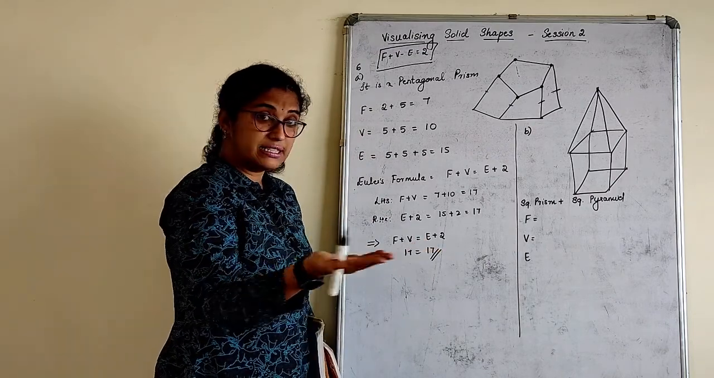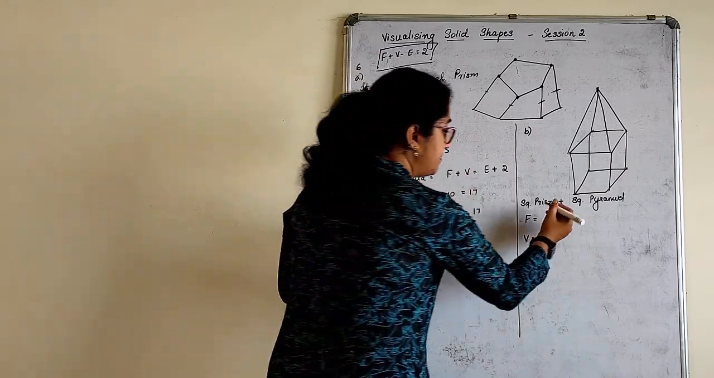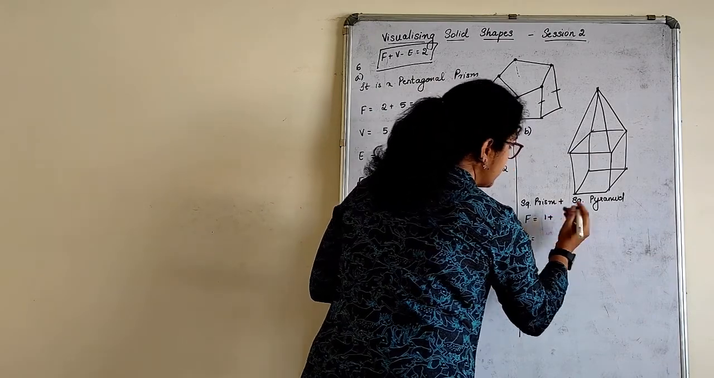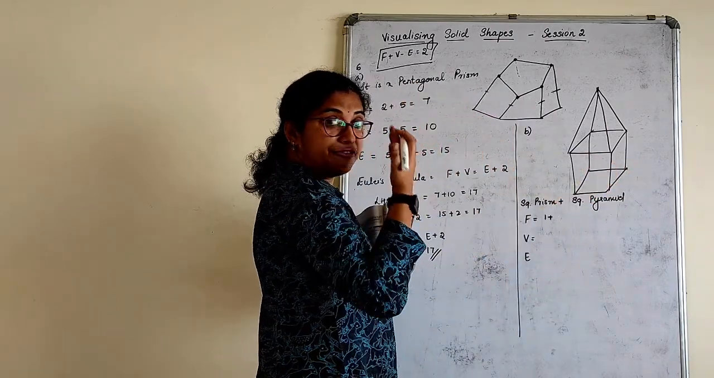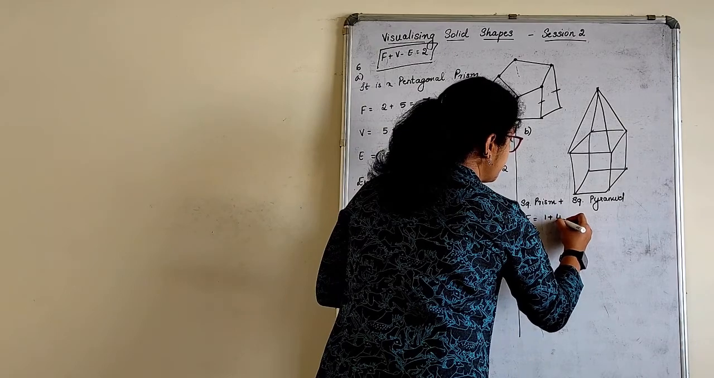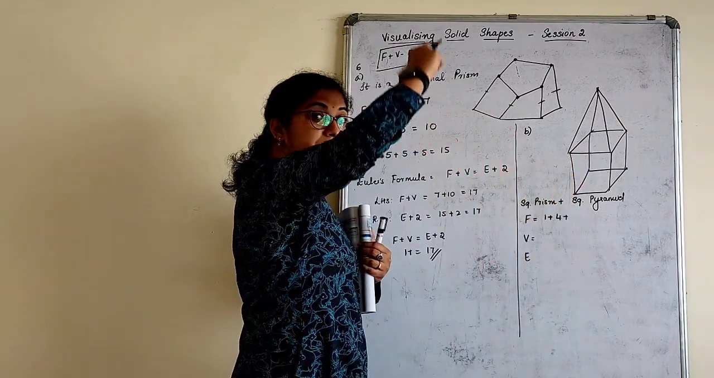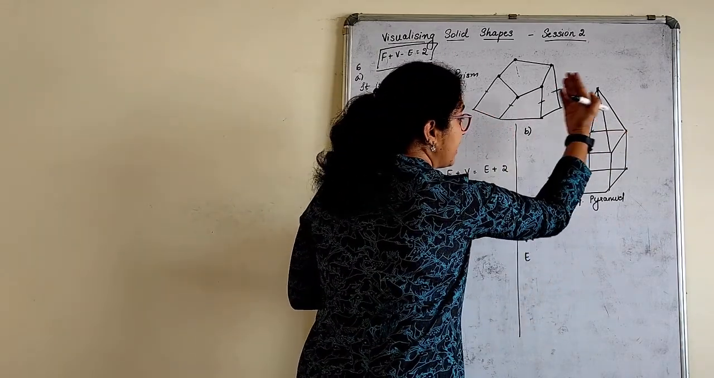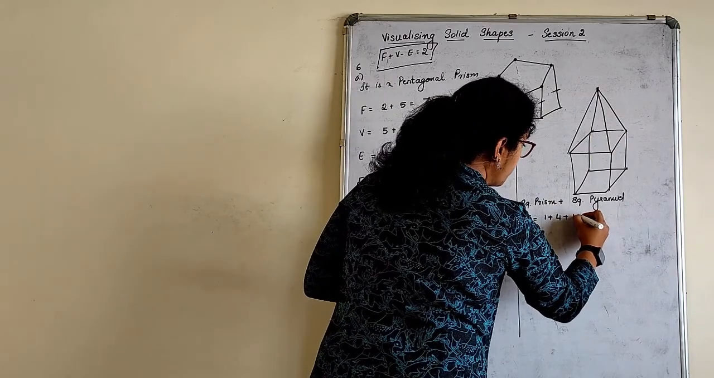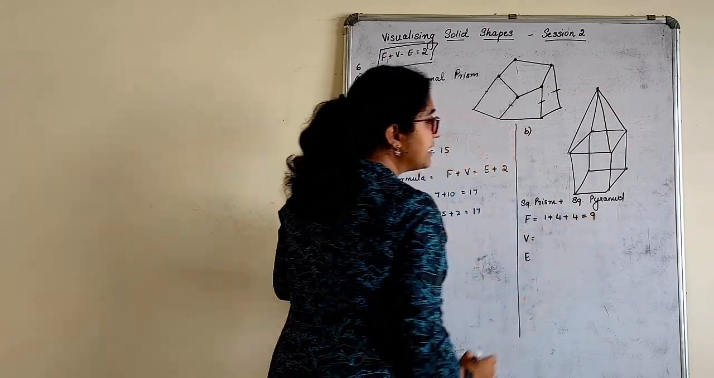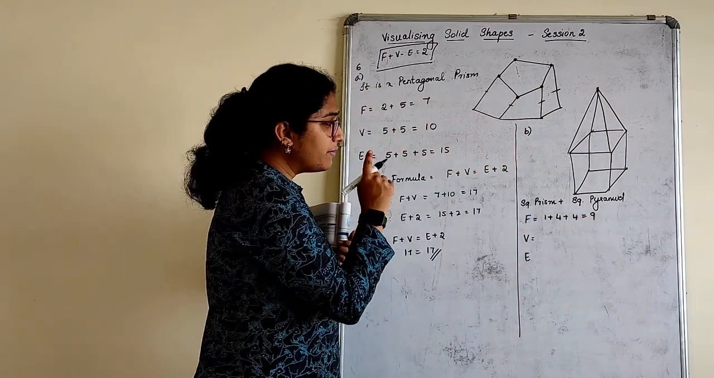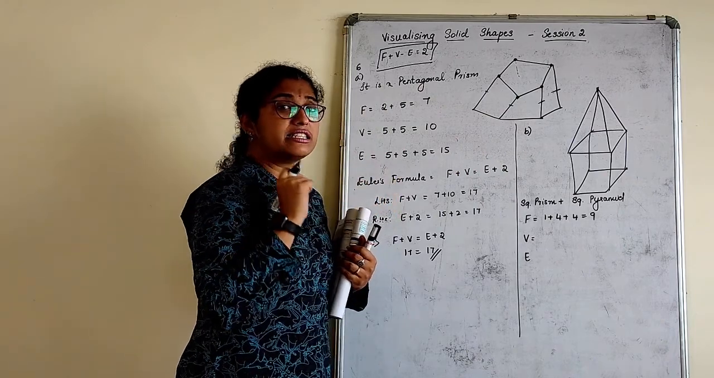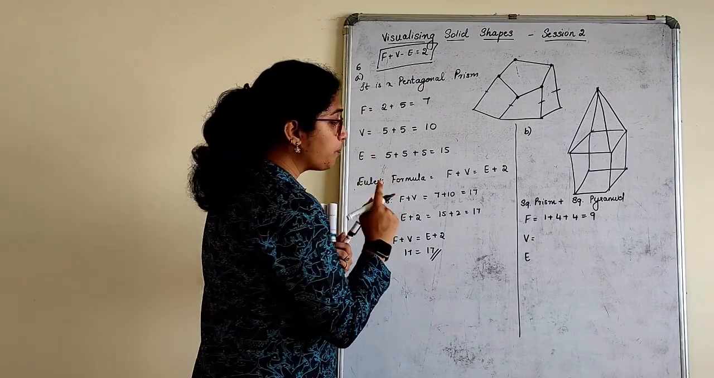First, it has 1 at the base, count it, plus 4 lateral faces, count them. Don't count the top because the top is taken with that. How many triangular faces does it have? 4. Total it has 9 faces. That's why I have written 1 plus 4 plus 4, easy for you to identify and count also.